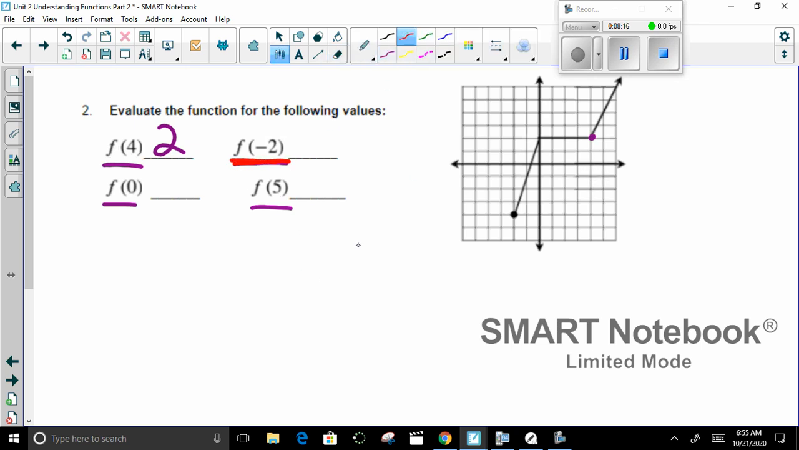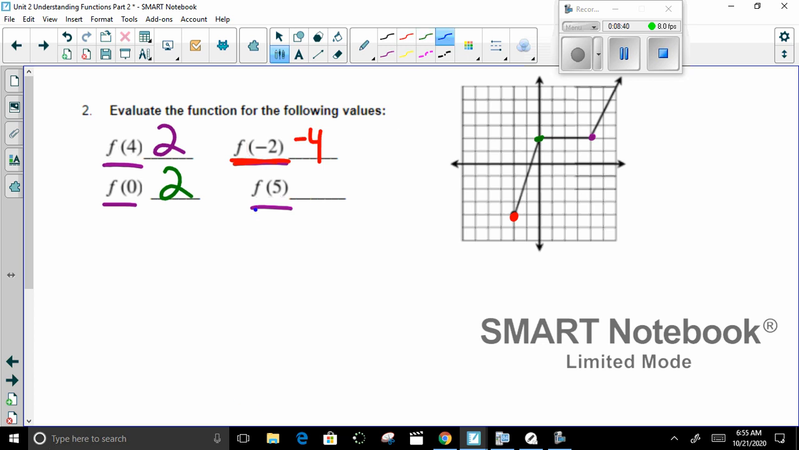F of -2. Well, -2 is over here, and it looks like I need to go down 1, 2, 3, 4. So when my input is -2, when my domain is -2, my output is -4. F of 0 is right here, but it looks like I need to go up 2. So when my domain is 0, my range is 2.